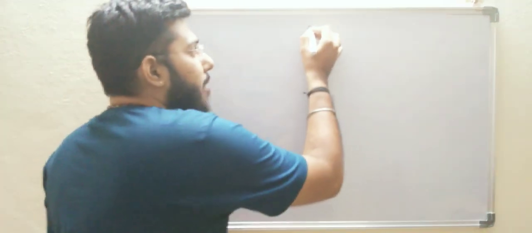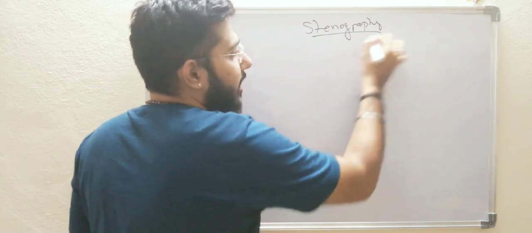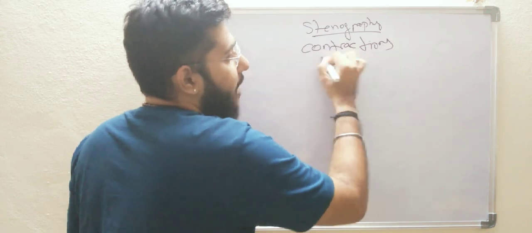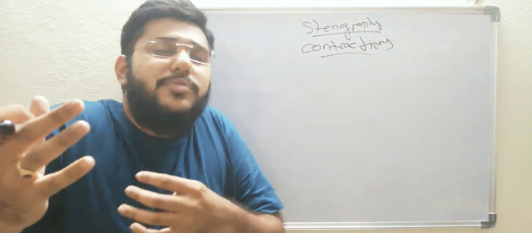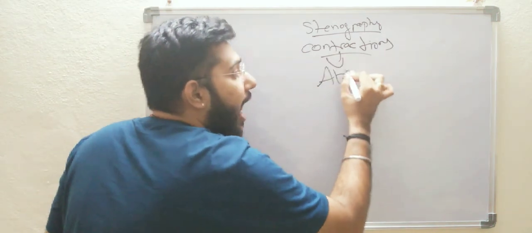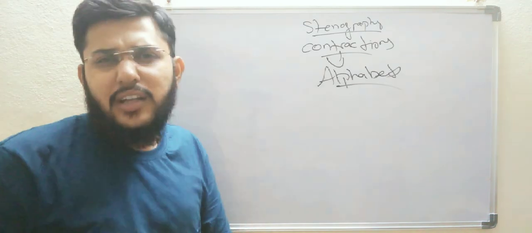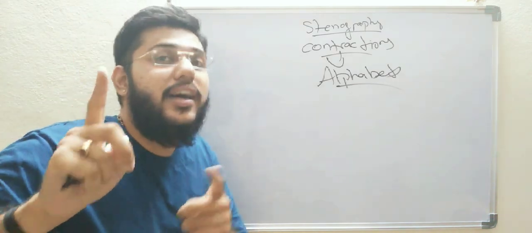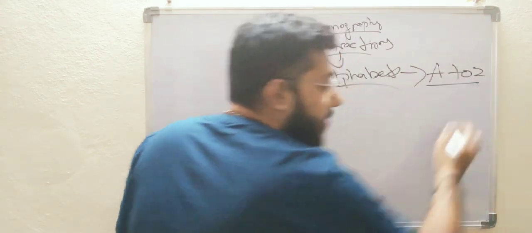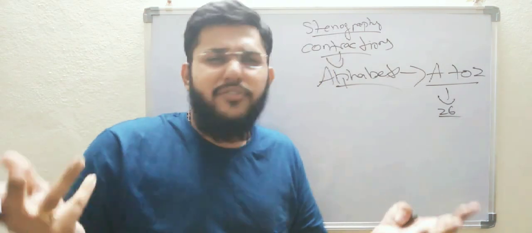The first chapter in stenography is contractions. You can ask me what contractions are. Contractions are also called alphabets. We heard this word somewhere. Yes, in English we have A to Z alphabets. How many do we have? 26. We all know this.